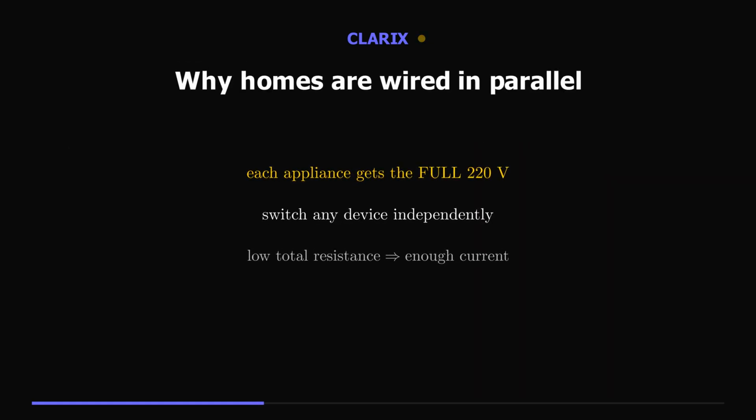Every appliance gets the full 220 volts it needs. Each can be switched on or off independently without affecting the others, and the total resistance stays low so enough current is available. Series for adding up resistance, parallel for independent full voltage devices.